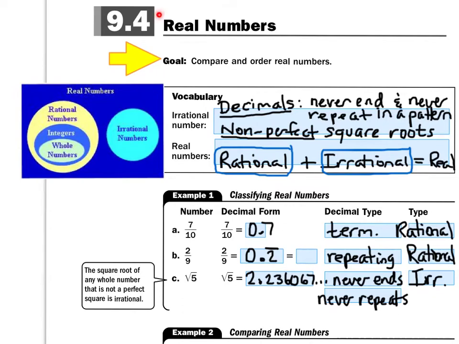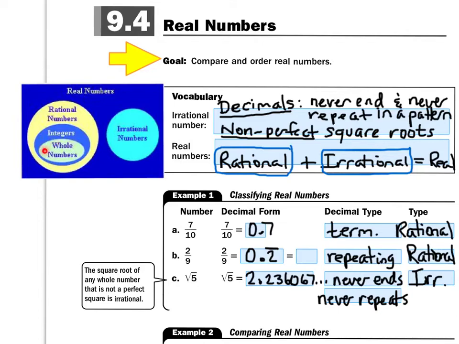Hello, you guys. Let's talk about Chapter 9, Lesson 4 on real numbers. So the first really important part is the vocabulary. You have to know what an irrational number is and then what real numbers are. And that's why I put this drawing here, okay? So please copy it down in your note-taking guide. And this is how I like to start off.